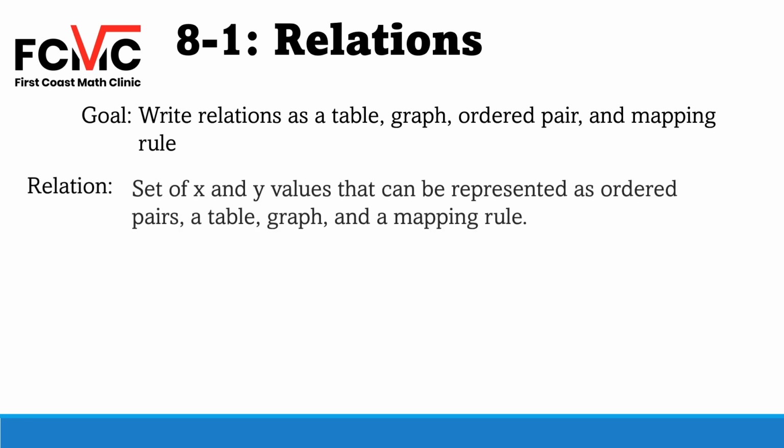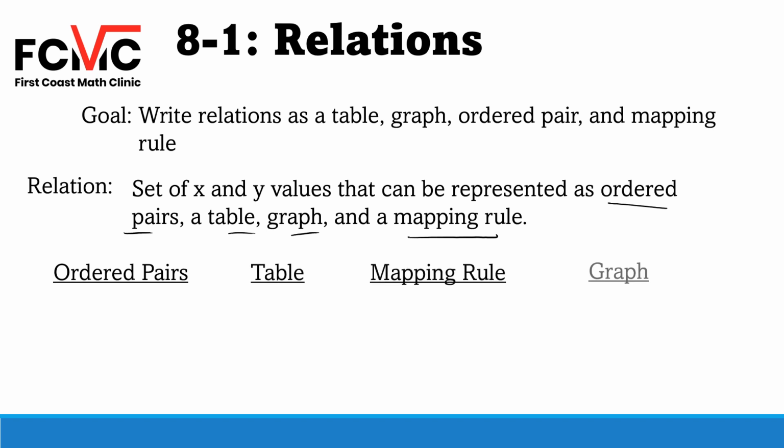A relation is basically a set of x and y values that can be represented as an ordered pair, a table, a graph, and a mapping rule. Relations could also be represented as a function or an equation. We're going to deal with that a little later in the next couple of videos, but right now I'm just concerned with representing our relations as an ordered pair, a table, a graph, and a mapping rule, what those look like and how we go back and forth between them. So let's start with our ordered pair.